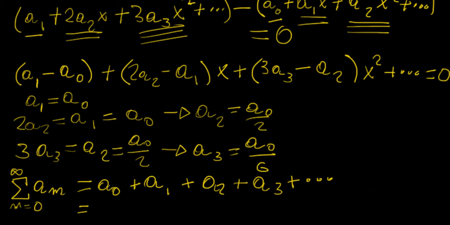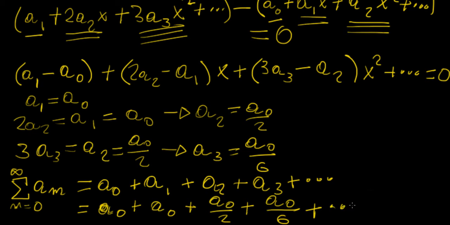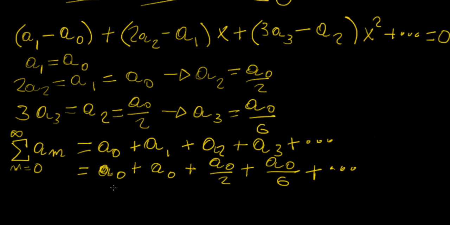So what's a0? Well, a0 is just going to be equal to itself. a1 is going to be equal to a0, so that's going to be a0. a2 is going to be equal to a0 over 2. Then a3 is going to be equal to a0 over 6. And that's going to keep going. And what is the pattern that we notice here?